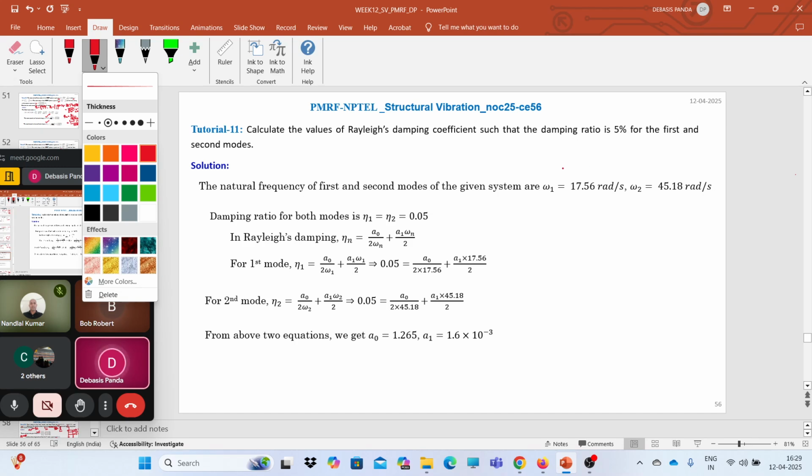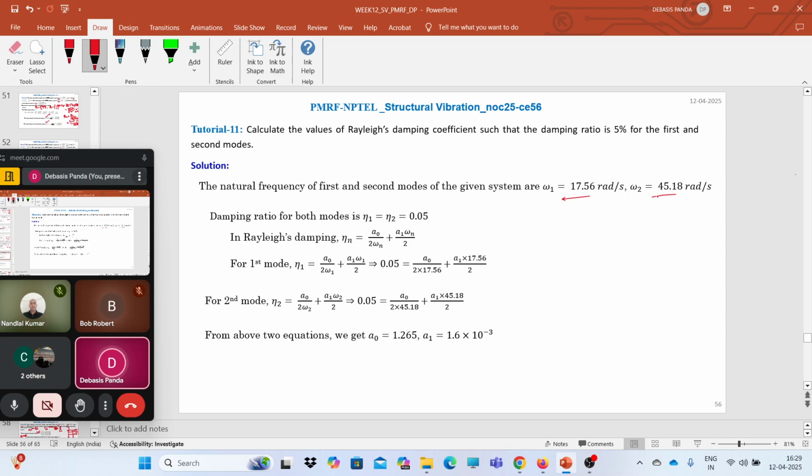For the three-DOF system, we have solved omega 1 and omega 2, and those values will be given. Now what you need to do: zeta 1 is equal to zeta 2 is equal to 5%, which is given. You need to calculate the values of a0 and a1 such that zeta 1 and zeta 2 will be 5%.